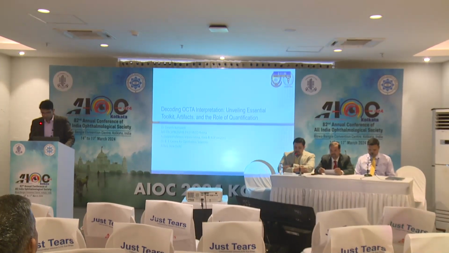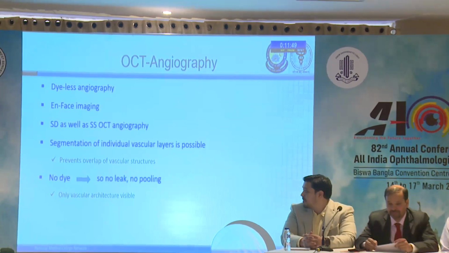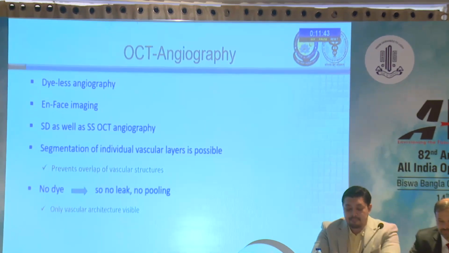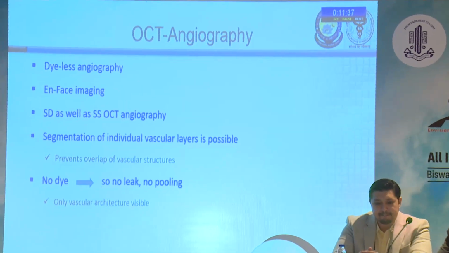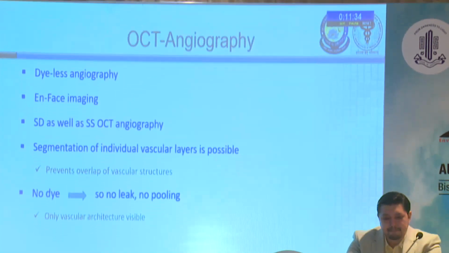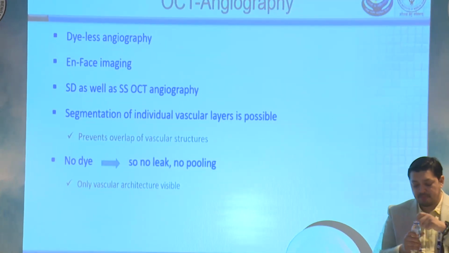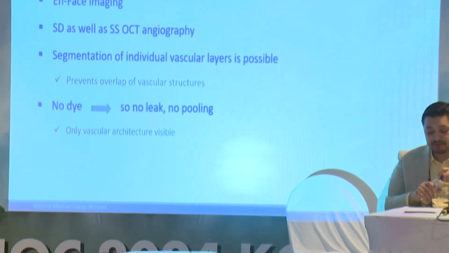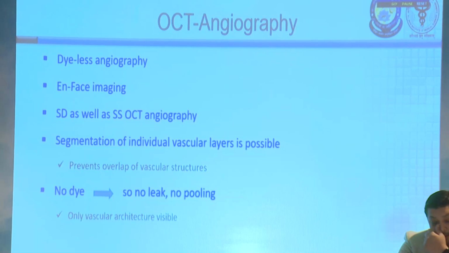Good morning to all. So I'll be taking you forward with the basics of OCT angiography. OCT angiography is a dyeless angiography that we all know, and it constitutes en-face imaging at different levels in the retina, choroid, and even the optic nerve head. Since segmentation of individual layers is possible, there is no overlap of the vascular structures, and we can visualize the vascular structures in individual slabs. Since no dye is used here, there are no dye-related side effects, as well as no leakage and no pooling, so there is no obscuration of the vascular architecture that happens with leakage and pooling, and we can clearly visualize the vascular architecture in OCT angiography.